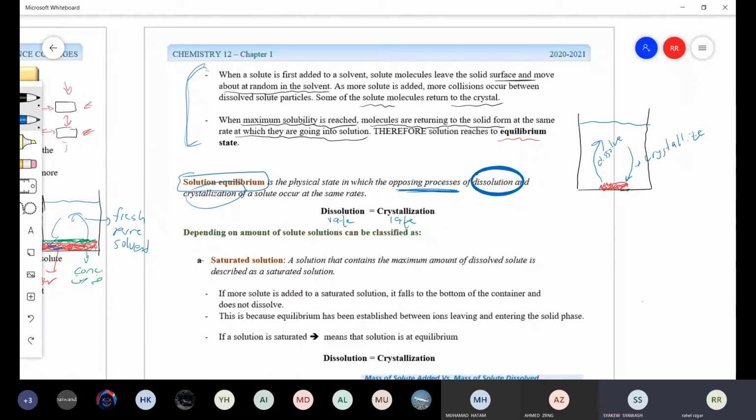When a solid is first added to a solvent, solid molecules leave the solid surface and move about at random in the solvent.